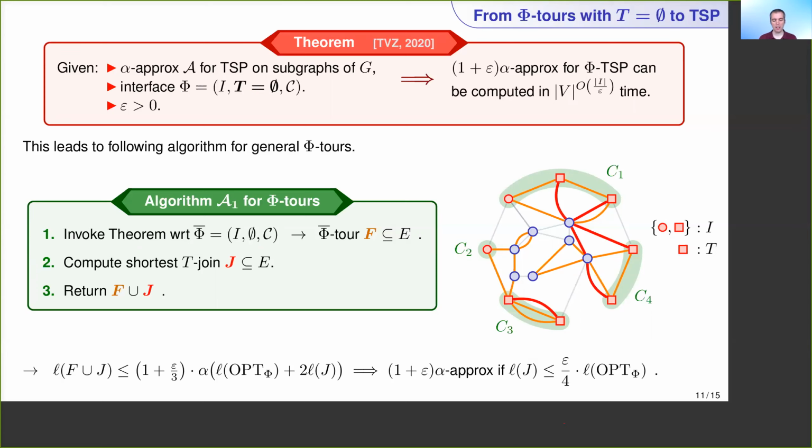One can again check what kind of approximation factor we obtain that way. Not surprisingly, this extends the simple example I showed at the beginning for path TSP. It turns out if the length of such a shortest T-join is small, at most an epsilon fraction of opt, then we actually get a 1 plus epsilon approximation with that reduction. But of course, this doesn't need to be the case. The shortest T-join could actually be very long.